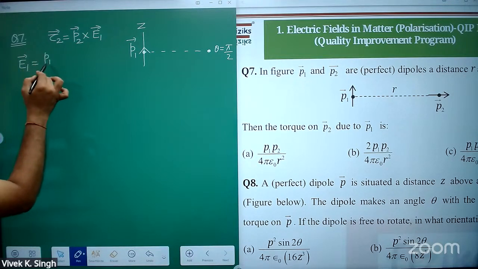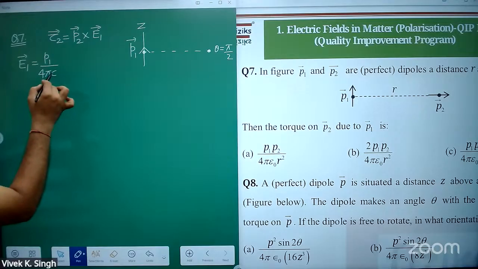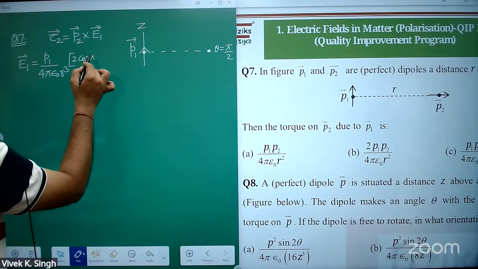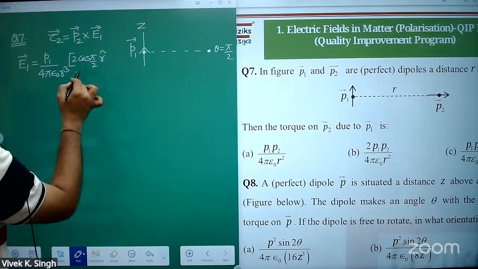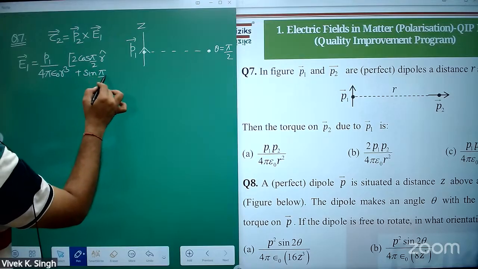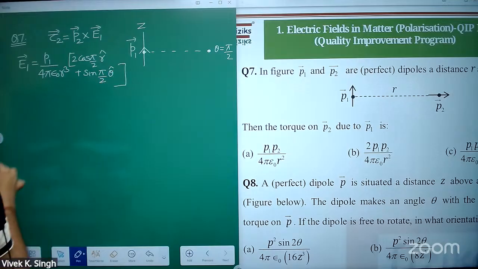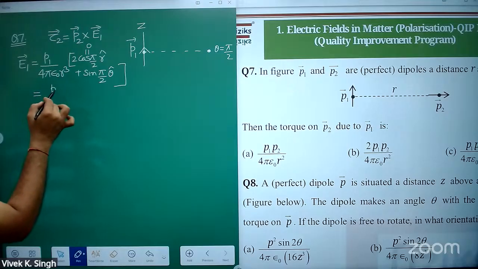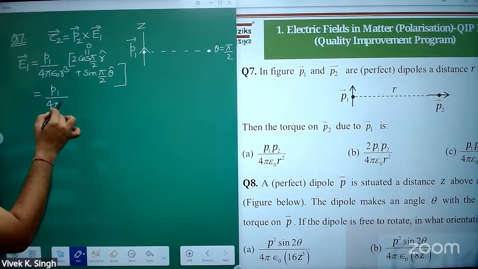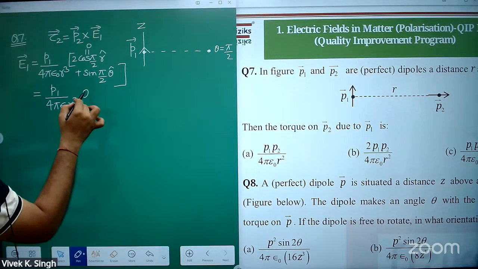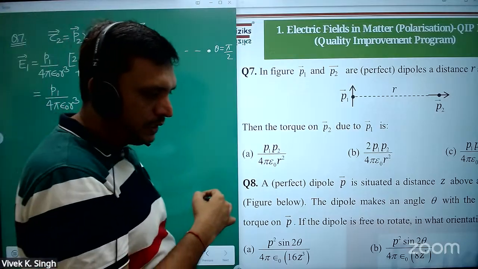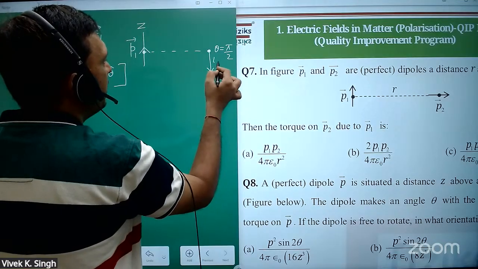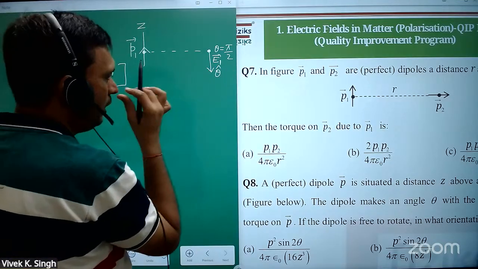This is given by P1 by 4 pi epsilon naught r cube. Again, the same formula you should use: 2 cos theta r cap plus sin theta theta cap. Cos 90 will be 0. So this will give you P1 by 4 pi epsilon naught r cube, direction is theta cap. And what will be theta cap in spherical symmetry at this point? Theta cap is this direction. So the electric field will be in the same direction. This is the direction of E1.